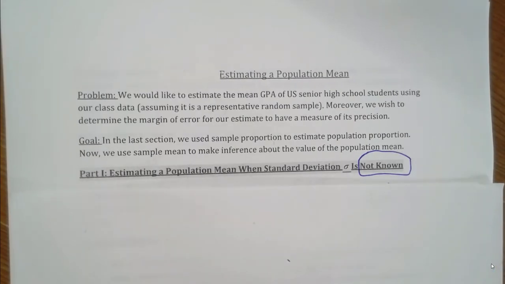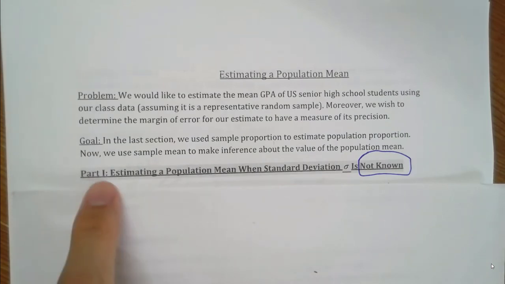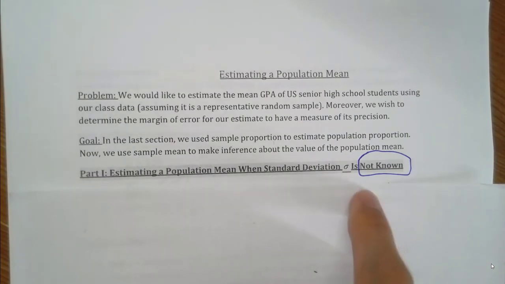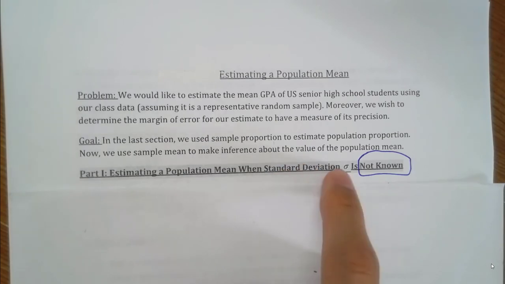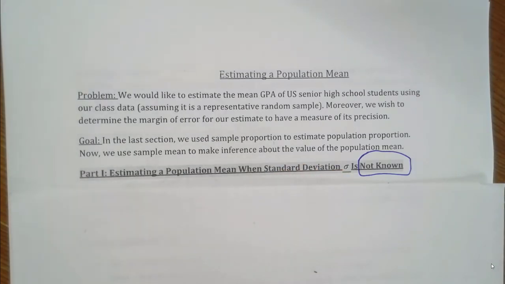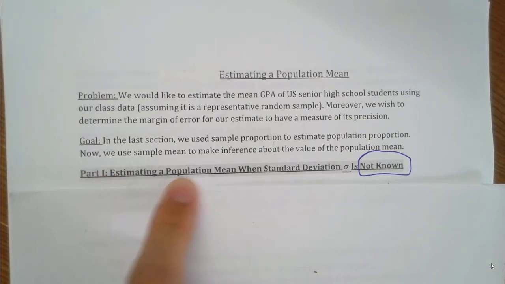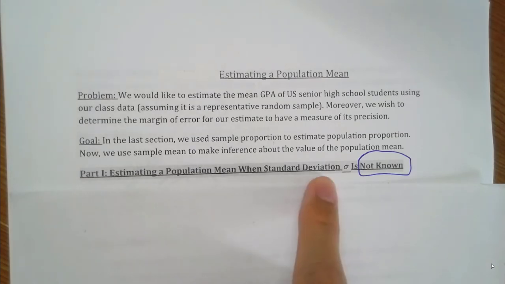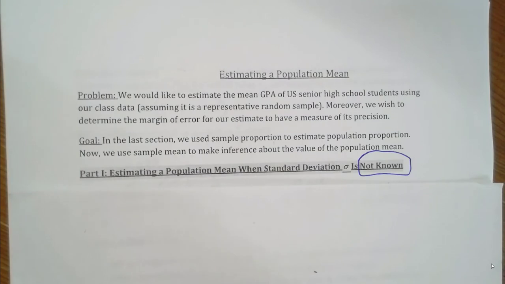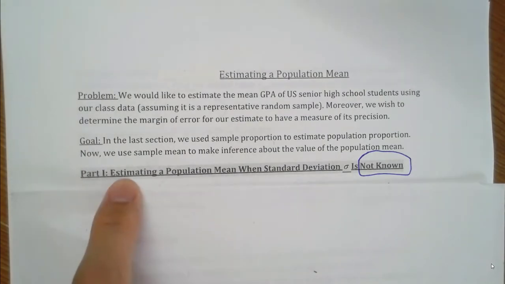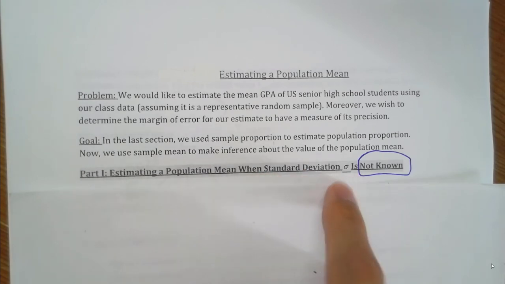Now there are two parts for estimating a population mean. The first part is when we do not know anything about the standard deviation sigma of the whole population. So part 1 is estimating a population mean when the standard deviation sigma is not known or given. And then in the next video, we'll see how we estimate a population mean when the standard deviation sigma is given.